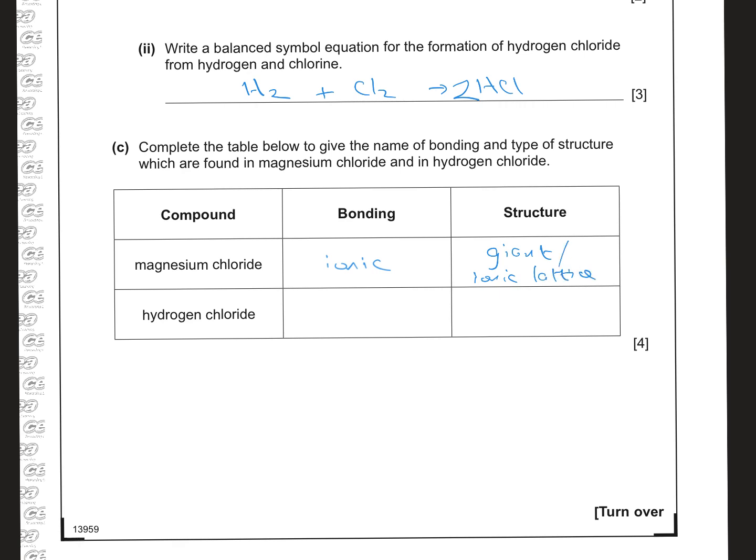Hydrogen chloride, the bonding in it, now it's not between the molecules. When it's just asking you for the bonding in a molecule, that means between the atoms. That's going to be covalent. And the structure of that is simple covalent or molecular covalent.